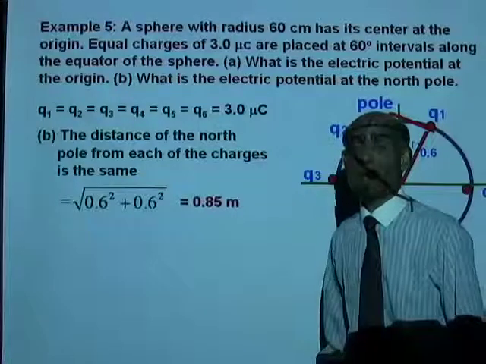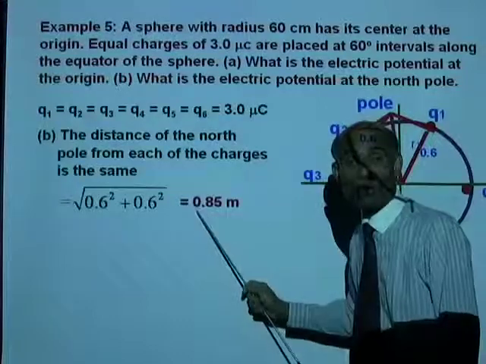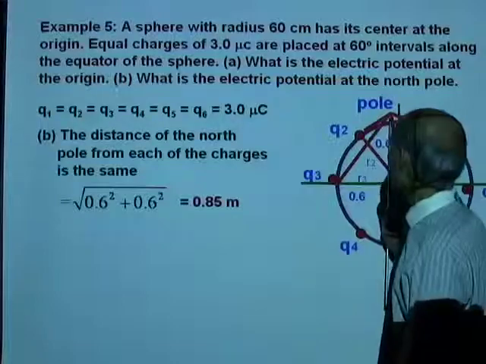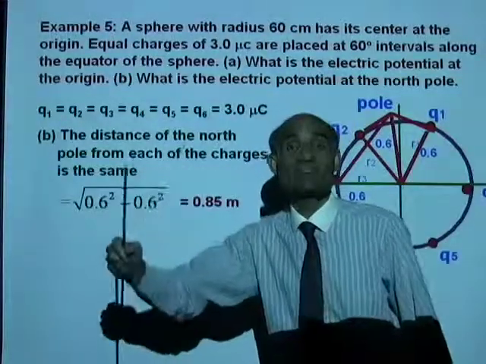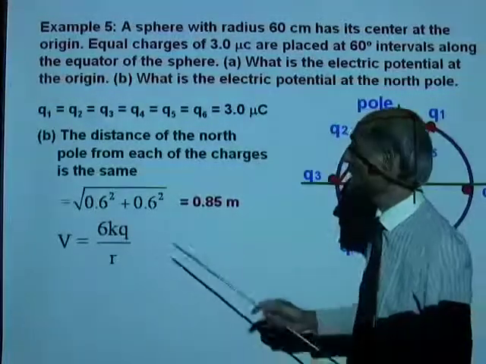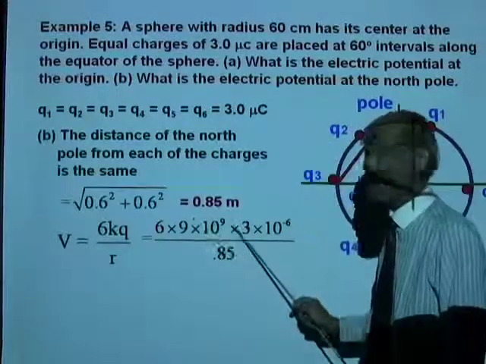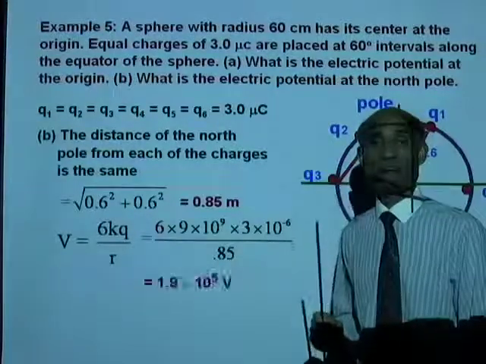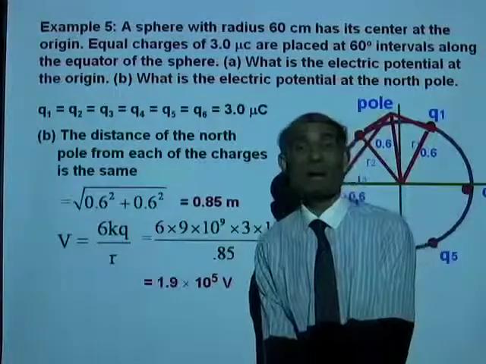meter. And therefore, all the 6 charges are the same, and all the 6 distances are the same, and therefore the potential at the North Pole is 6 times kq divided by r, where r is 0.85. So the total potential is 6 times k times q, which is 3 microcoulomb, divided by 0.85. That is 1.9 times 10 to the power 5 volt.